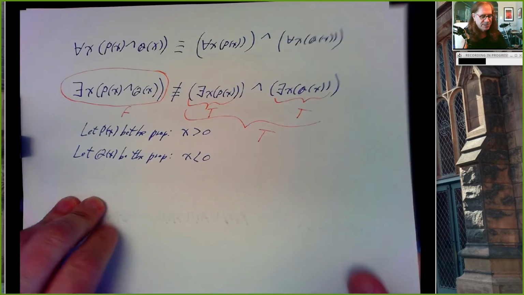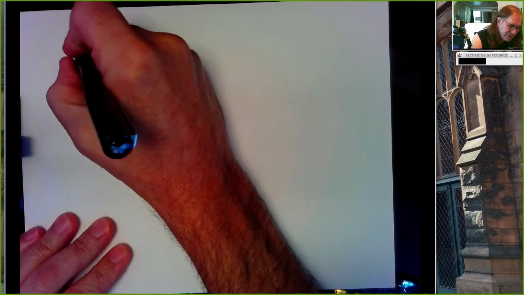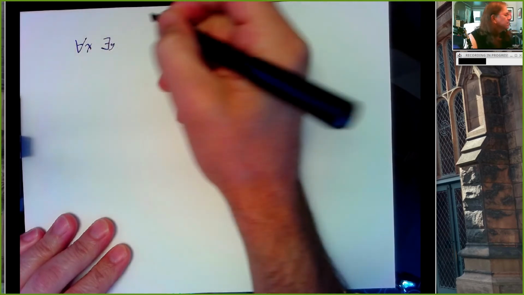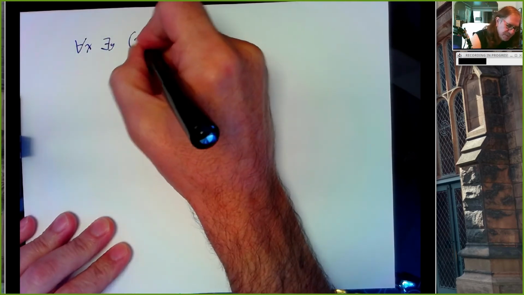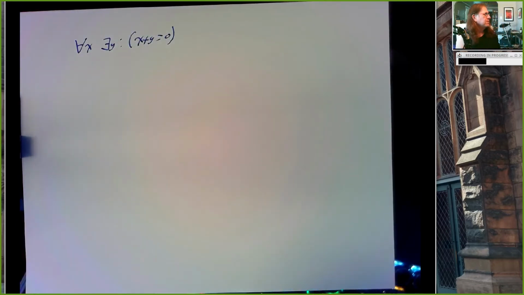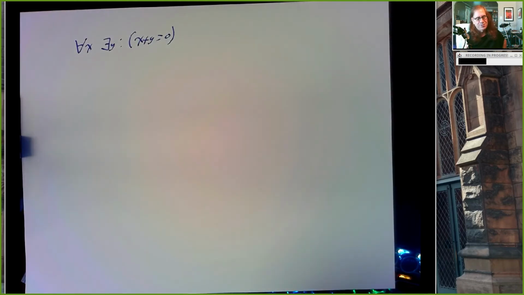All right. Last thing we can do is nest quantifiers. And nesting always makes things interesting. So for all x, there exists a y such that x plus y equals 0. And we'll work over the integers again, right? So for all x, there exists a y such that x plus y equals 0.